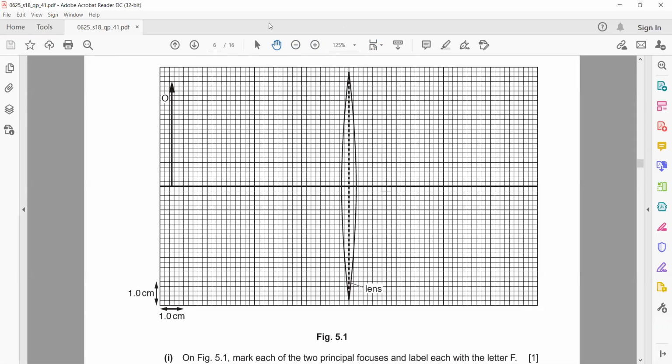So from the center, you can use the screen annotation and mark the focus on the right and the left hand side. It should be a small point, a small dot, so that it is visible.